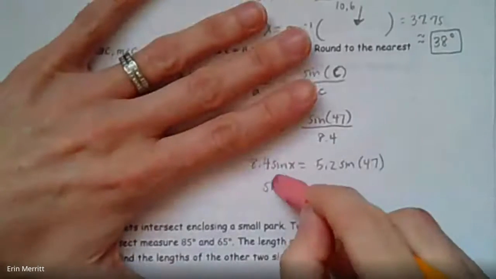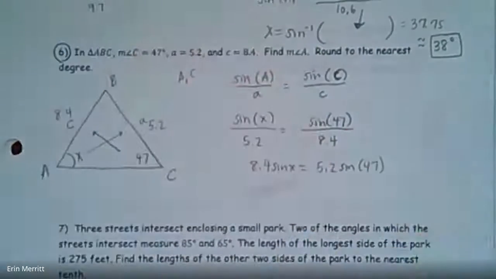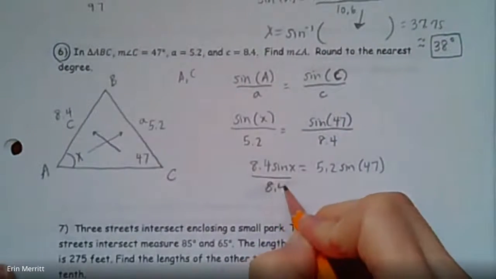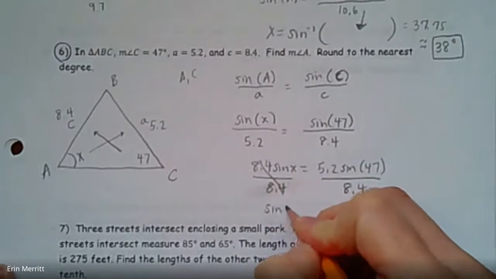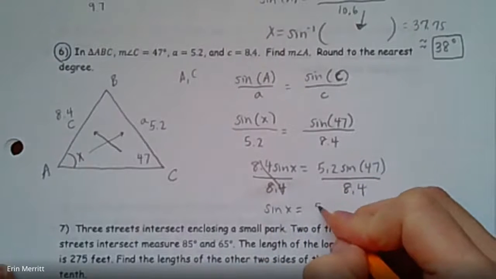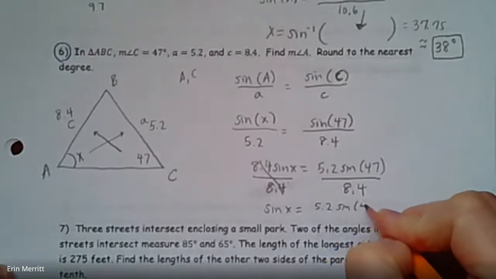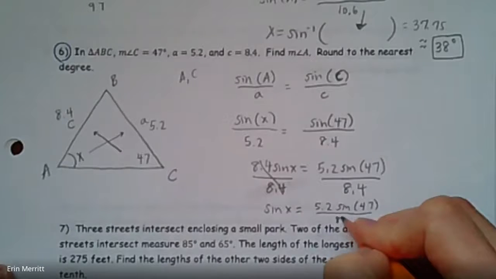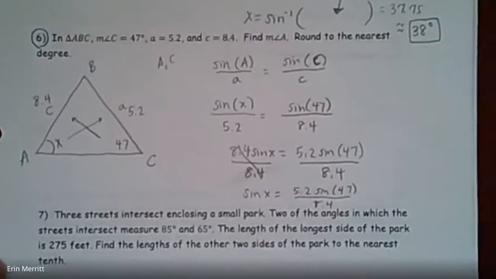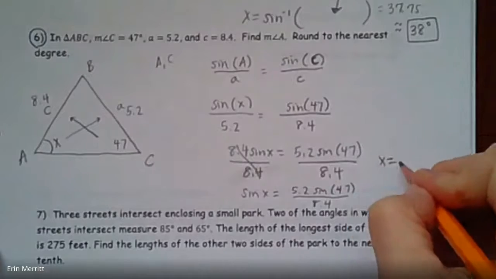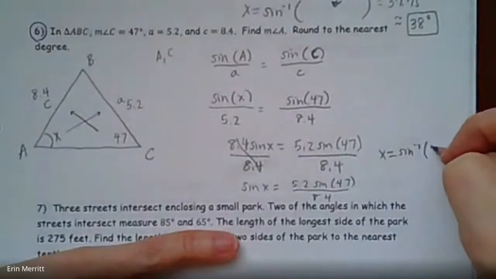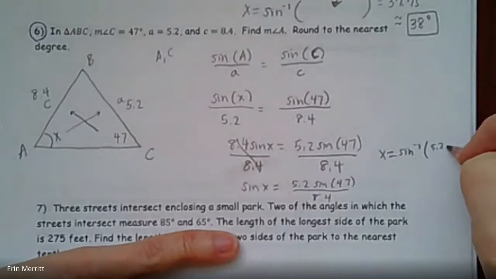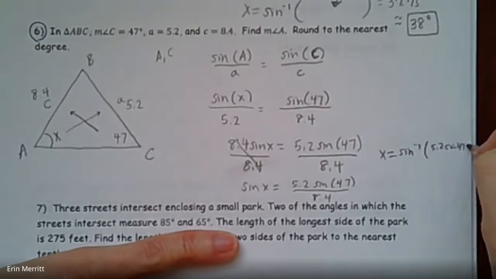Oops, I actually used pencil for once. So let me get that out of my way. Divide by 8.4. And then my last step would be to do the inverse sine of that whole big expression right there. So into my calculator would go sine of the -1 and then of that whole thing. So 5.2 sine of 47 over 8.4.